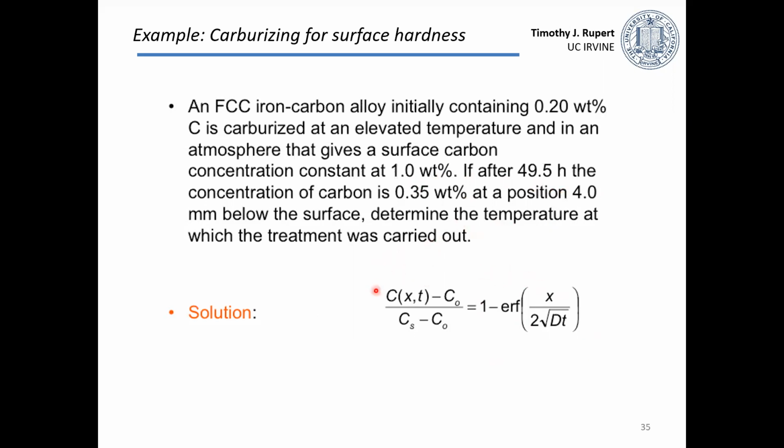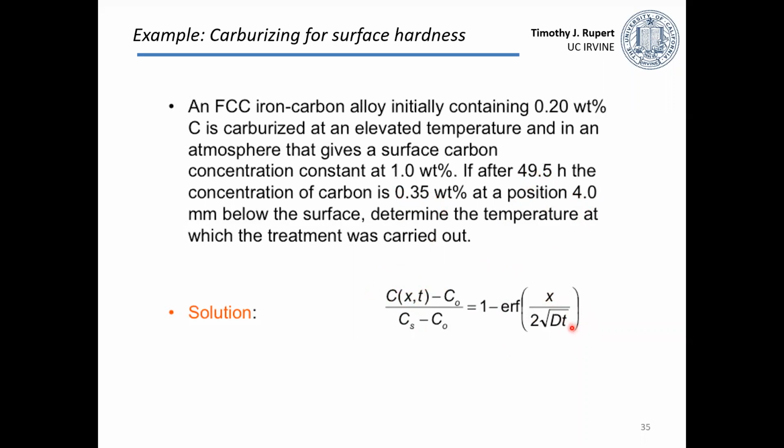Now, if I look at this equation, I can think about what the problem gives me. So my initial concentration, C naught, is 0.2 weight percent. C surface is 1 weight percent. Time is given to me, it's 49.5 hours. X is even given to me, 4 millimeters. And then C(x,t) is actually 0.35 weight percent. So that's what the concentration is at this given position and time. So it seems like I have everything there, right?